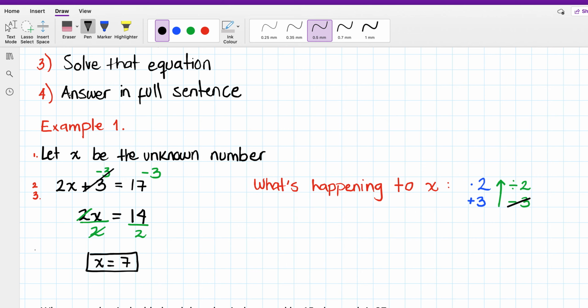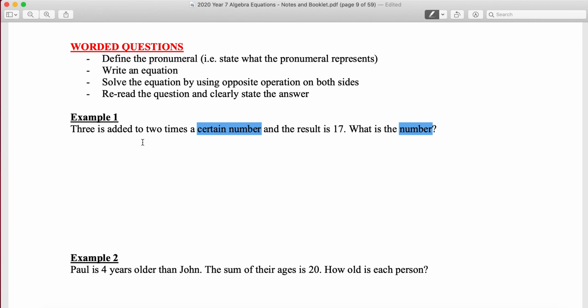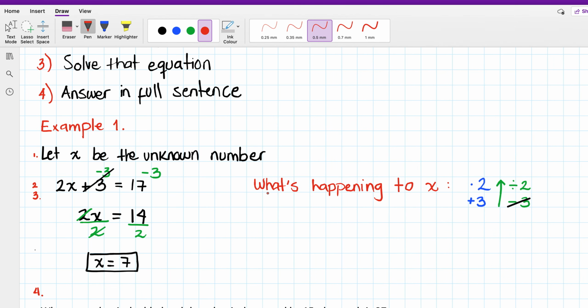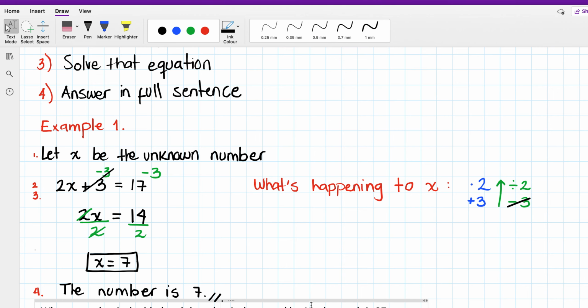What is step 4? Answer in a full sentence. That is step 4. And to do that, I reread the question. The question is, what is the number? So we have to use it. What are the keywords? What is the number? So we have to say the number is 7. Okay, and this is my final answer. I have followed all the steps. Wonderful. Let's do the next one in the next video.